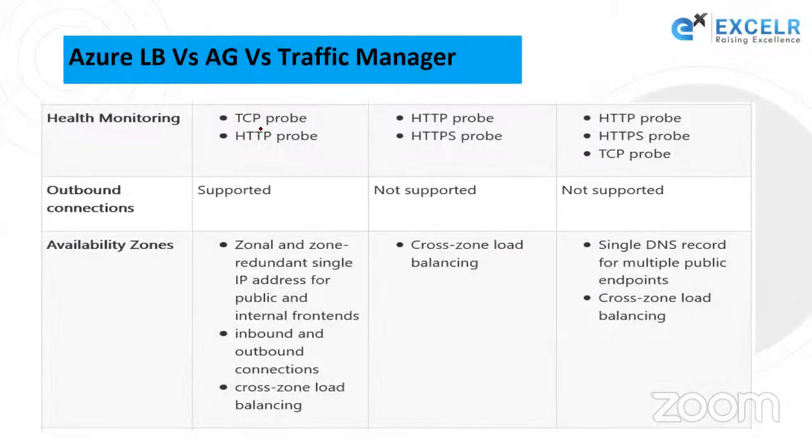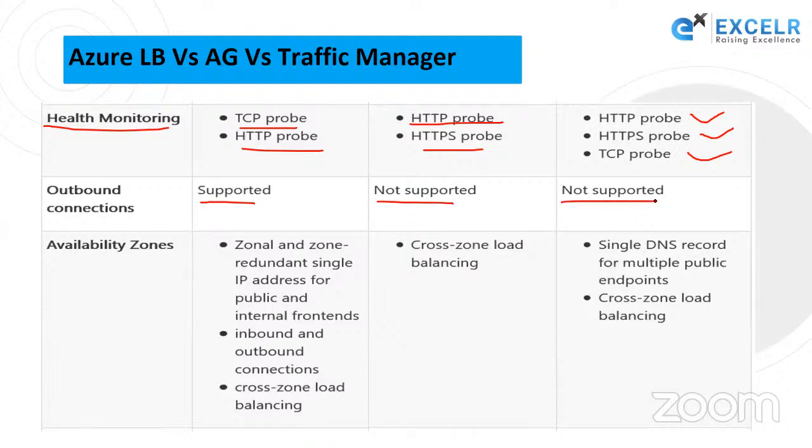Then, health monitoring can be done on TCP and HTTP. But with your application gateway, it only supports HTTP and HTTPS probes. Here it supports all of them: HTTP, HTTPS, and TCP. Outbound connection is supported, and with application gateway it is not supported, and even for your traffic manager. Basically, traffic manager and application gateway are not intended for any kind of outbound connection. Then availability zones.